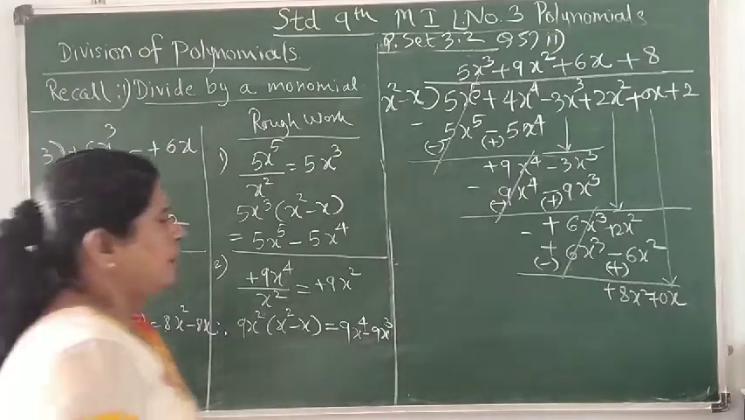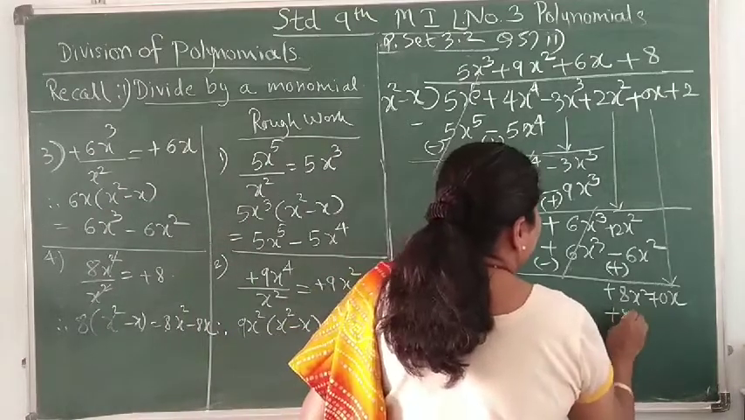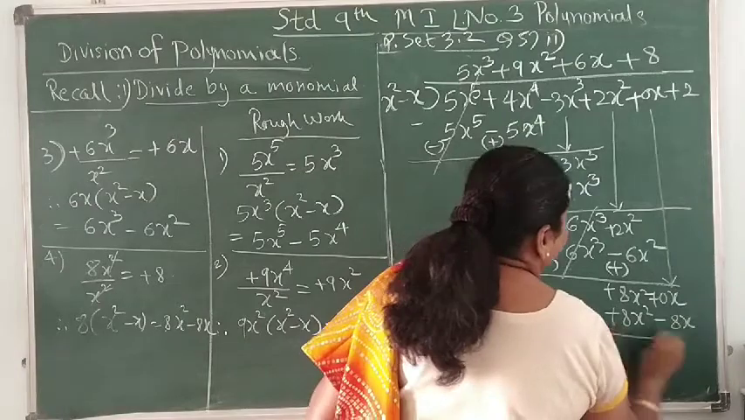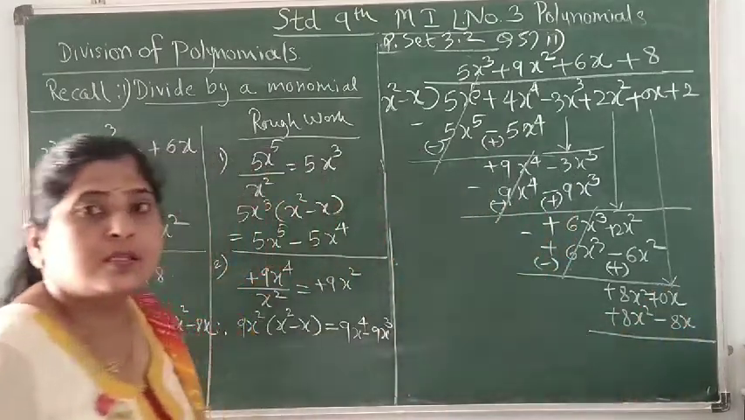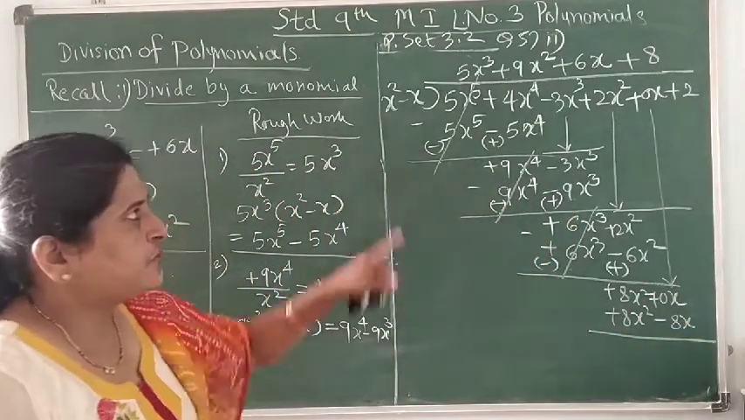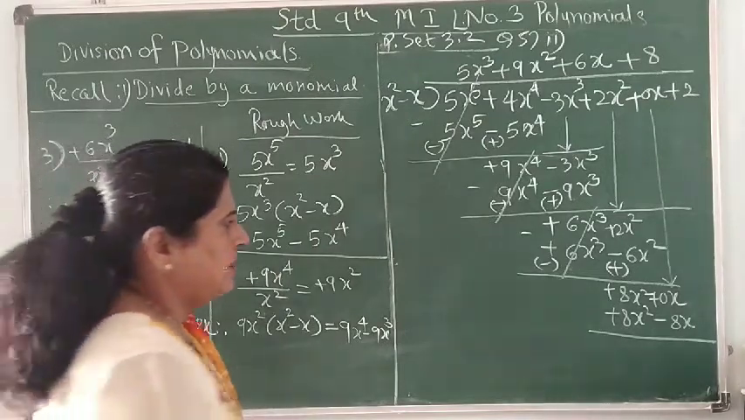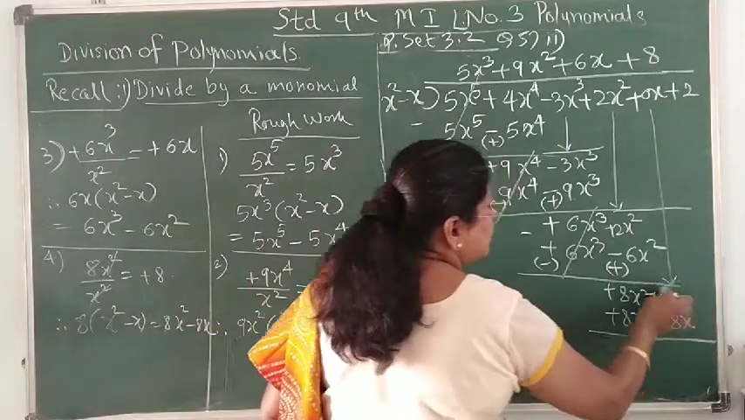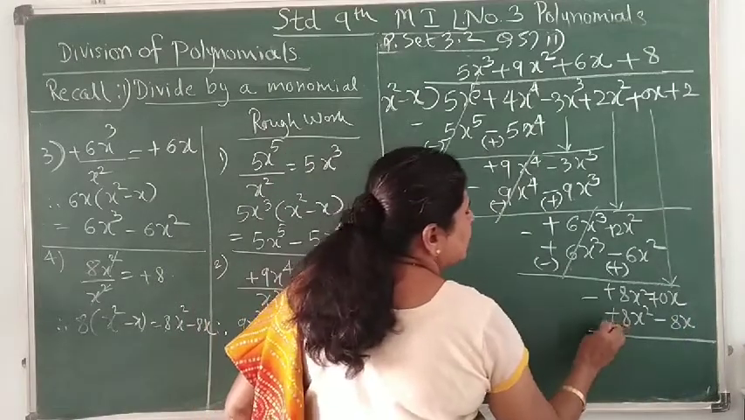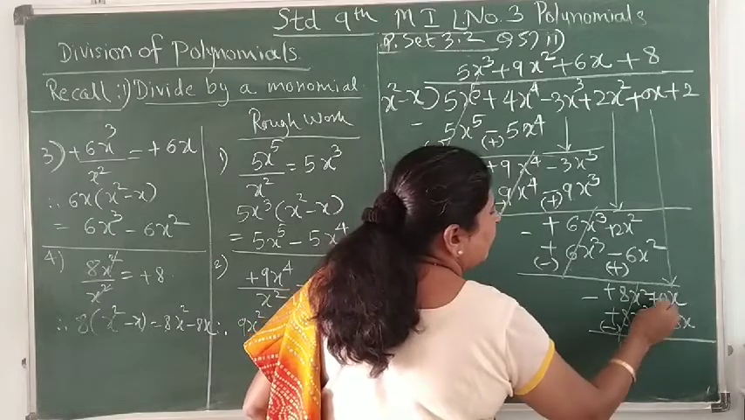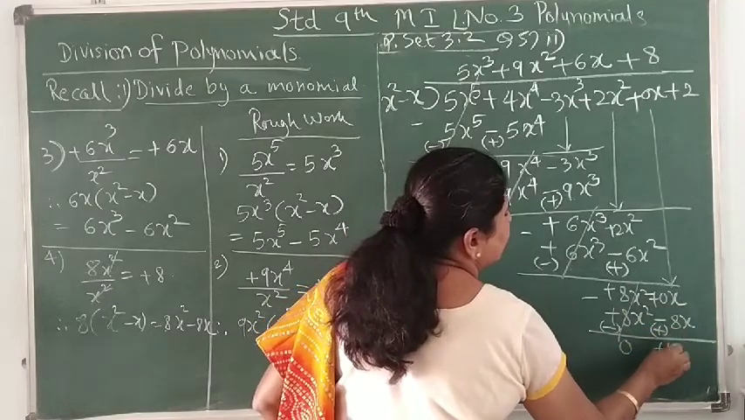Copy this product below the like terms. Plus 8x square minus 8x. So we have to write this minus 8x below this 0x, which term was actually missing, but we have written it with 0 as a coefficient. So we are able to write this x term below the x term. Do the subtraction, change the sign. This will get 0, plus 0 plus 8 is going to be plus 8x.